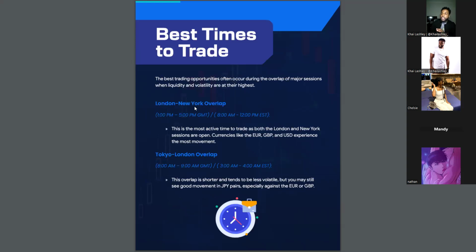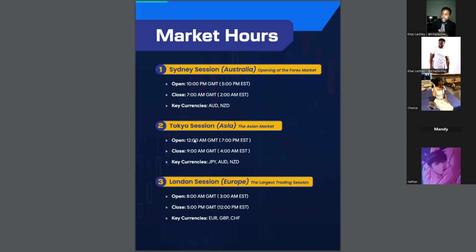So the London session, New York session overlap, and the Tokyo to the London overlap as well. When we look at the Tokyo session, you'll see that it overlaps with the London session at 3 a.m. Eastern, which is like 4 a.m. our time. Action again. It's not just that both markets are open, it's when you get movement in the markets.